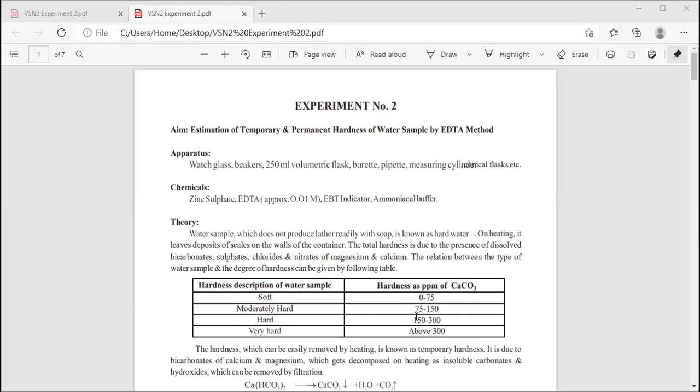So if it is 150 and above, with a little risk, you can still use it for domestic purposes, not for drinking purposes, but for cooking and washing utensils, etc. But if it is very hard, you cannot use it for any domestic purposes.